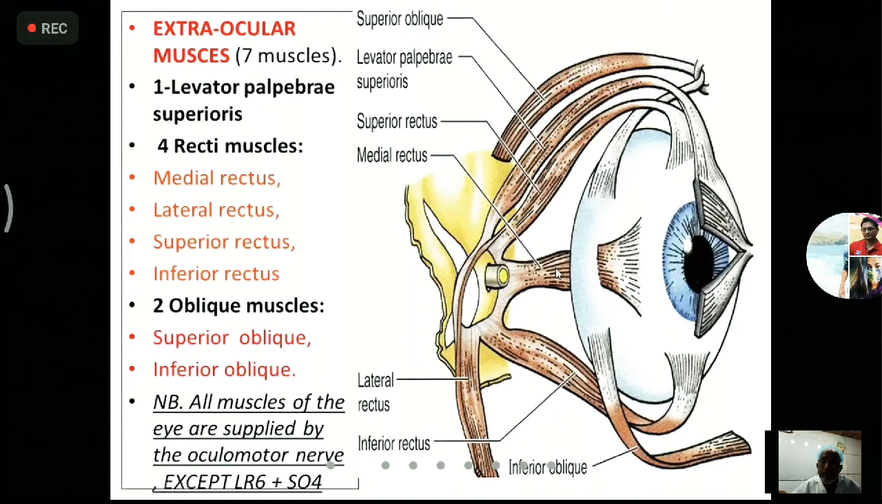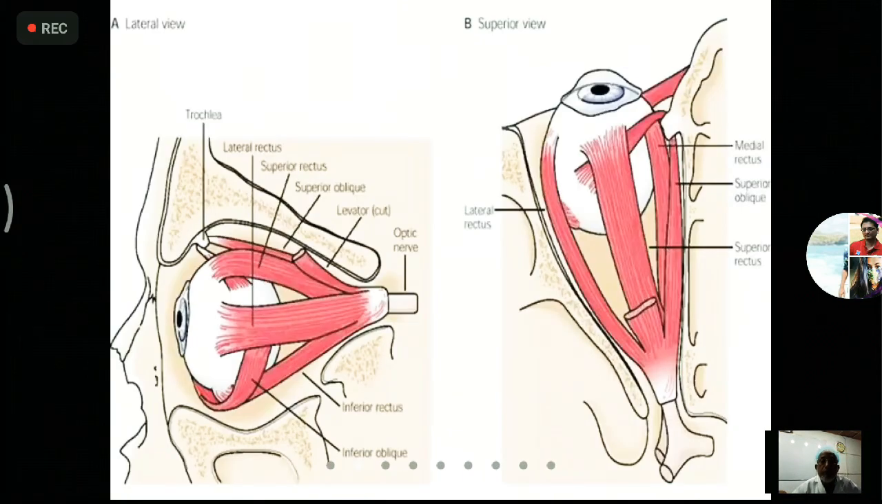And this is the medial rectus muscle, and inferiorly the lateral rectus muscle, the inferior rectus muscle, and the inferior oblique muscle. All muscles are supplied by the oculomotor nerve, except the lateral rectus and superior oblique. It's a theory known to everybody.